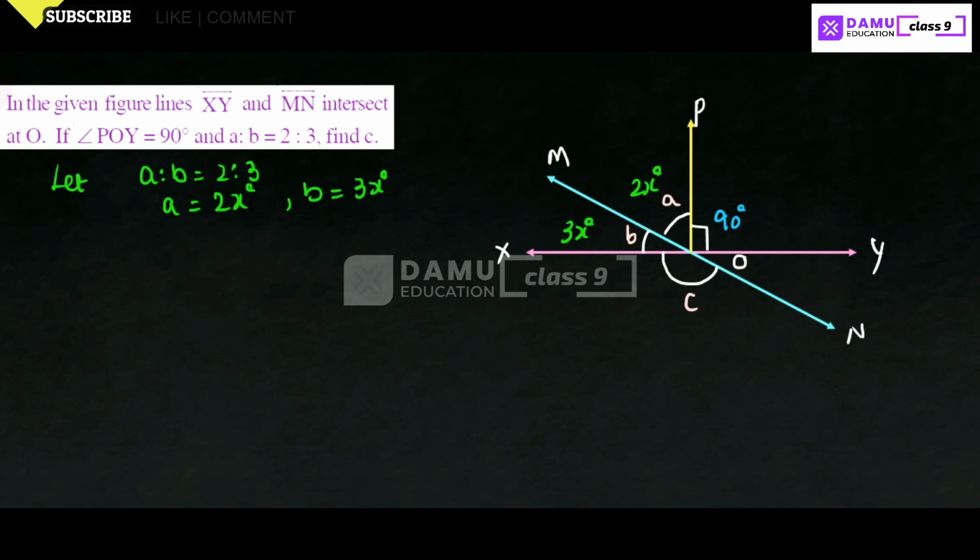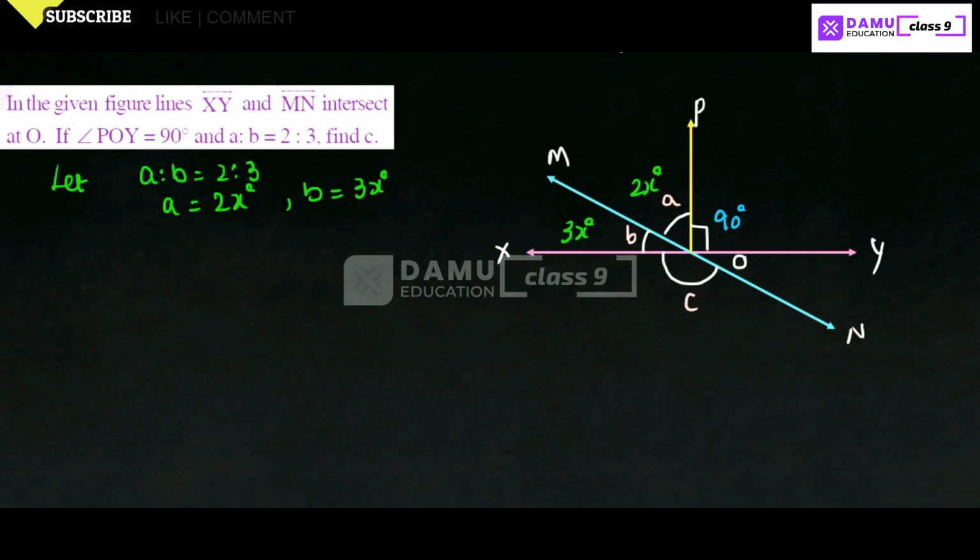You can take it like that. Then from here we'll go with two procedures. One is we're going to consider angle B using the right angle, then from the 180 degrees linear pair, we're going to calculate C. And another one is vertically opposite angles. From there we're going to calculate the C value.